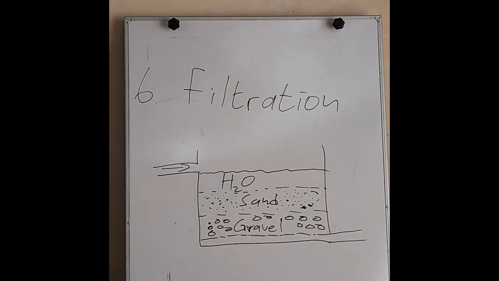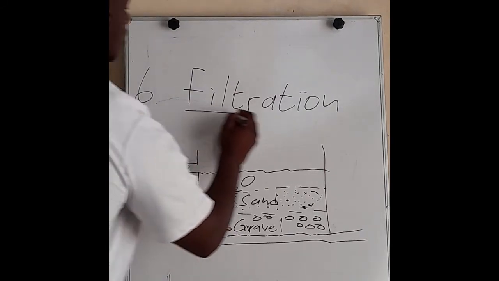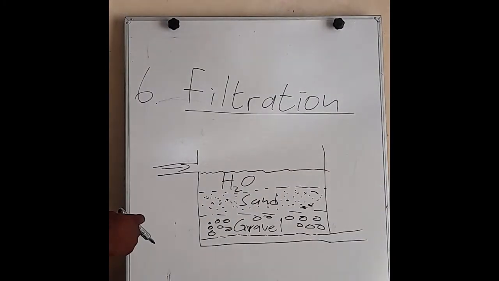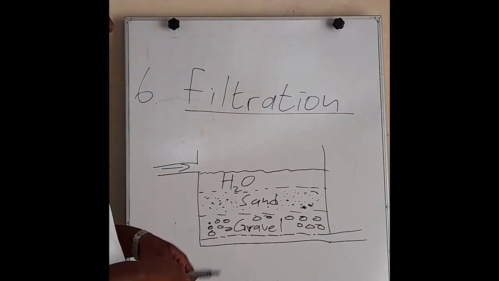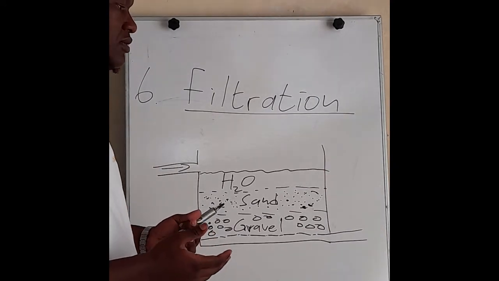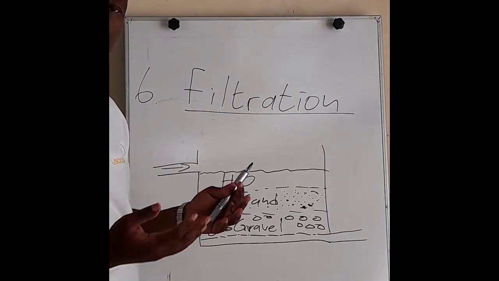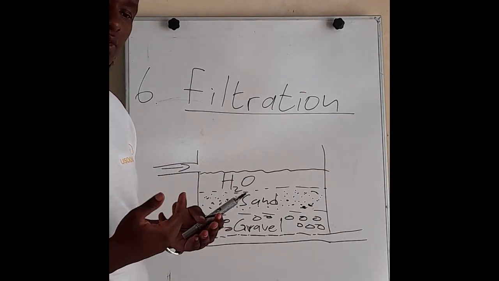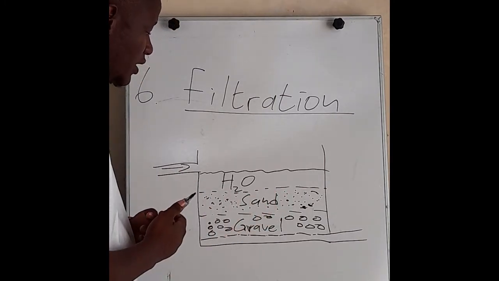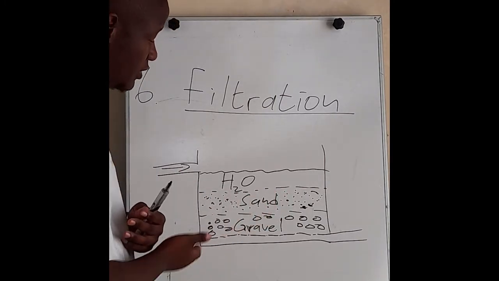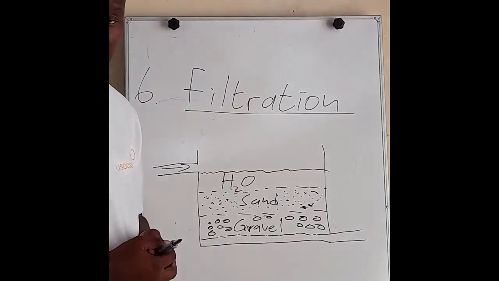Now this is our sixth water treatment stage, and it's called filtration. If you think of it using common sense, you're just filtering water through a certain medium. The media could be whatever you have, could be cloth. For instance, we are using sand in our case.